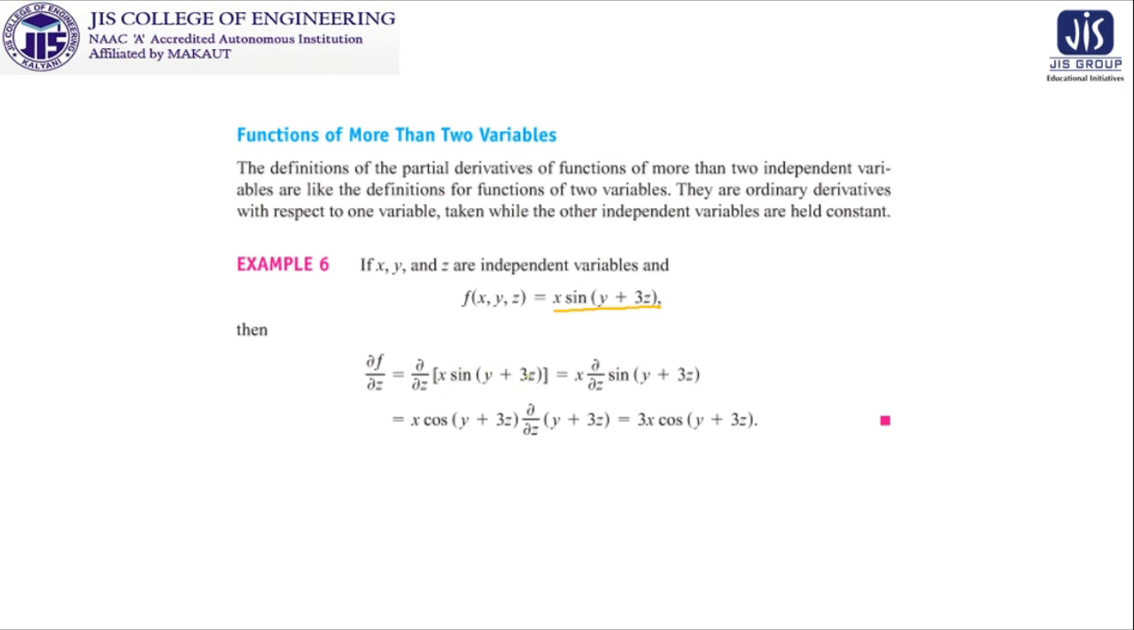So for del z, x and y will be treated as constant. That is why x is taken outside, and the derivative of sine of y plus 3z will be cos of y plus 3z, multiplied by the partial derivative of y plus 3z with respect to z. If you differentiate y plus 3z partially with respect to z, it will be only 3. So 3 is outside, and 3x cos of y plus 3z will be the answer.